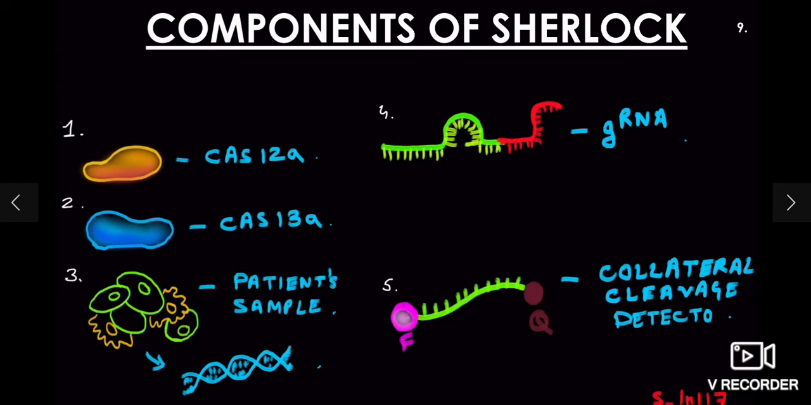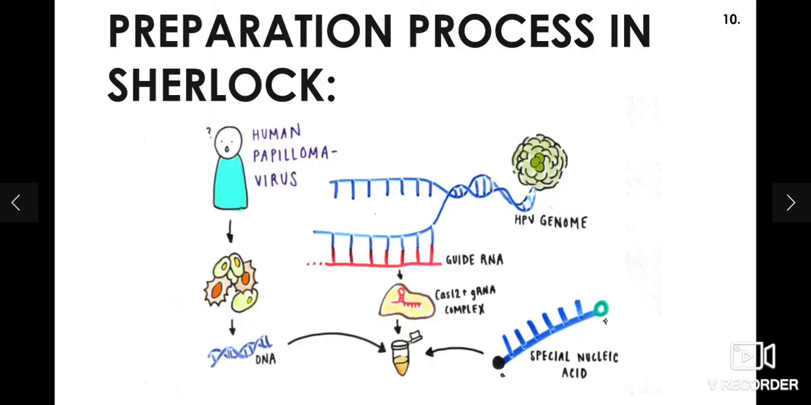Coming to the components of SHERLOCK, it includes Cas12A for detection of DNA and Cas13A for detection of RNA. Then we require patient cells from which the DNA is extracted, and then we have a guide RNA, which is designed based on the infection. Then we have a collateral cleavage detector. It is a short RNA molecule with a fluorescent molecule at one end and a quenching molecule at the other end. For preparation of the sample, researchers add the Cas13 plus guide RNA complex in a buffer, then add the detector RNA molecule, and finally the DNA or RNA extracted from the patient.